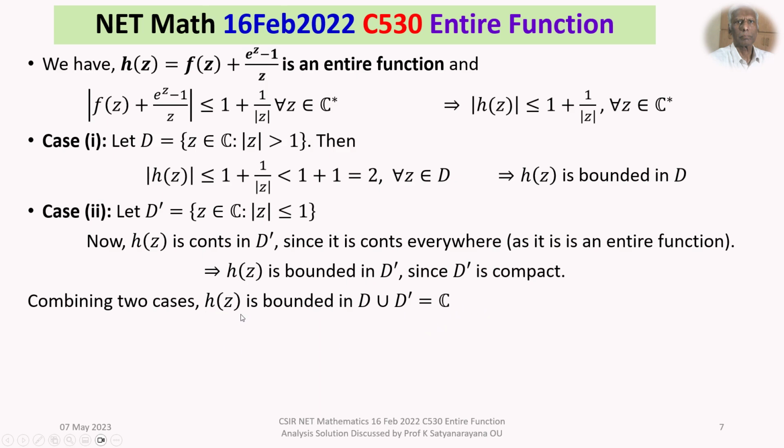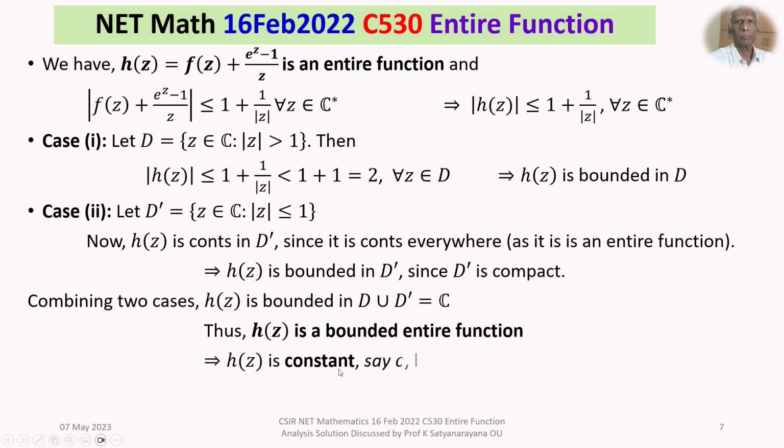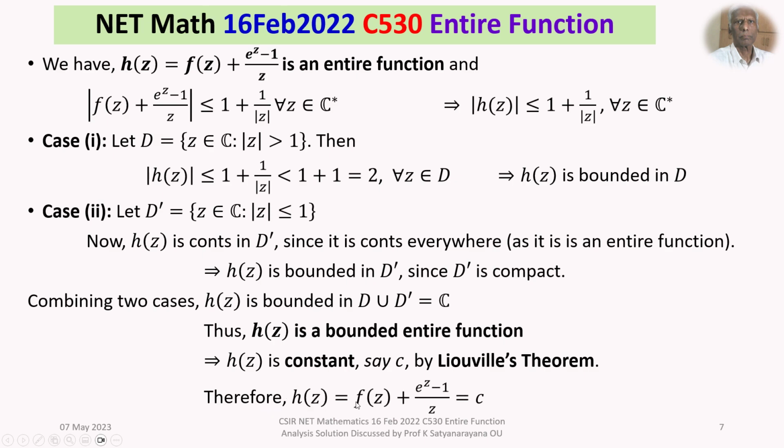But what is h of z? It is an entire function, and now it is bounded in the entire complex plane. So we recall the famous Liouville's theorem. Thus h of z is a bounded entire function. This implies h of z is constant, say C, by Liouville's theorem. What does Liouville's theorem say? Every bounded entire function is constant. So h of z is constant, let us say C. Therefore, h of z equals f of z plus (e power z minus 1) by z equals C, where C is a constant.